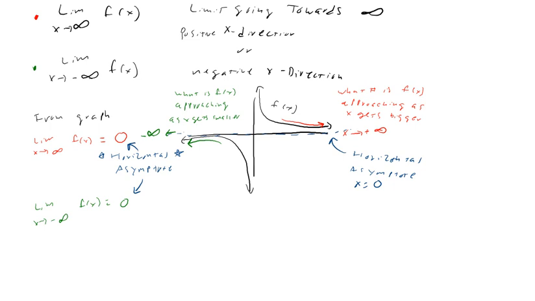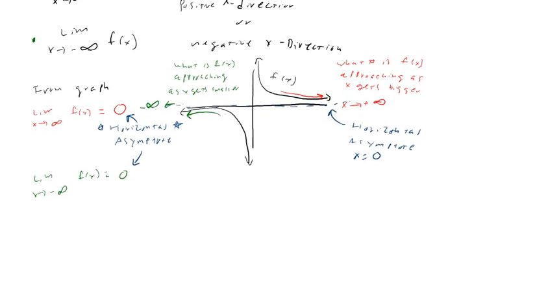We don't really care what's happening in the middle. The limit of infinity doesn't care what's happening in the middle of the graph. It can be going up and down, wiggling side to side, doesn't matter. The middle of the graph doesn't matter. Infinity only cares about the edges of the graph. Limits of infinity only care about what's happening on the ends.